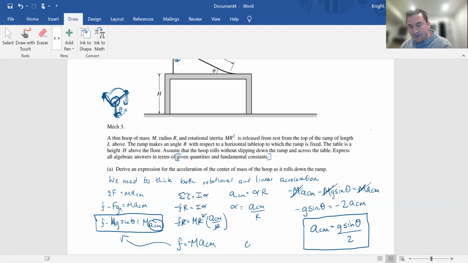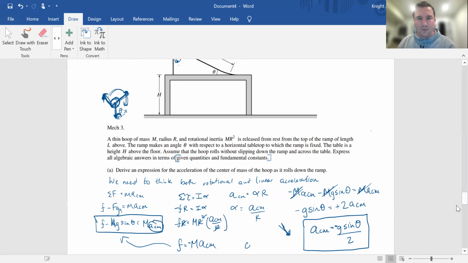Add that to the other side, becomes, I don't know why I made that negative, positive 2. And we get the acceleration of the center of mass is negative g sine theta over 2. The reason I've gotten a negative here is because I'm assuming the acceleration is downhill, in the negative direction. So I took down to be negative. You could have just as easily said down the ramp is positive, and you would have ended up with a positive g. I think either or is fair.